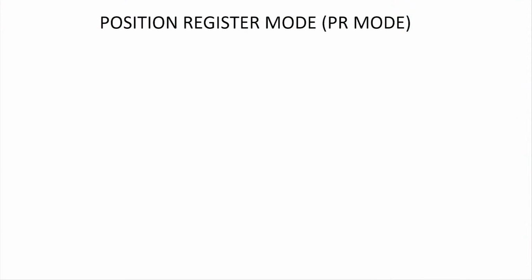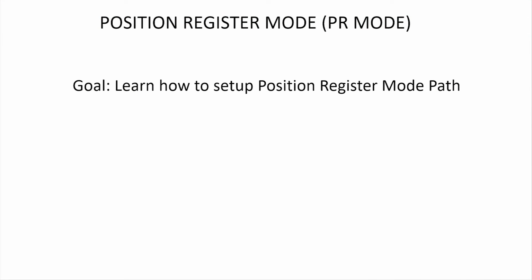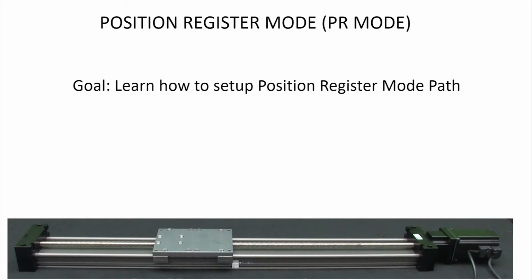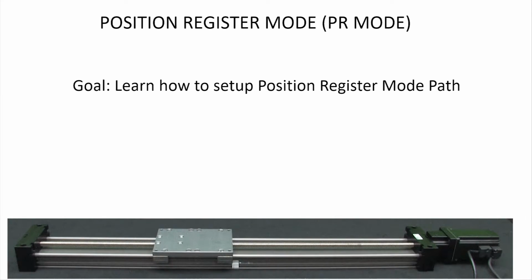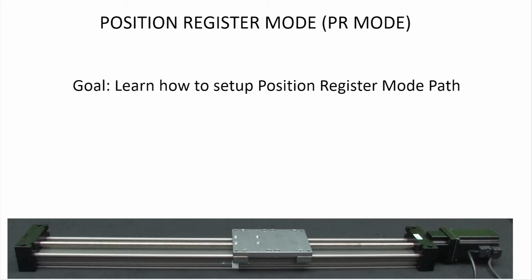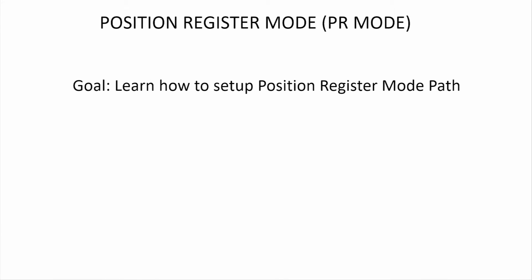In this video, we'll configure the SureServo2 system using position register mode to have this linear slide go over here, wait a second, go over here, wait a second, and then repeat that operation over and over. That'll be enough to give you a quick look at how to set up paths in position register mode.